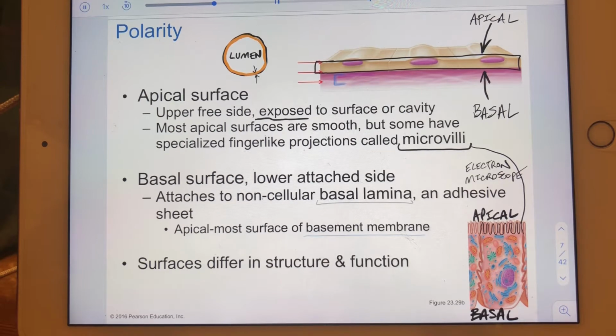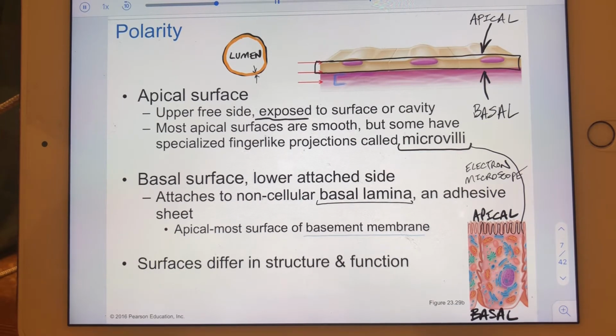That basal surface is in turn attached to almost like a sticker or a sheet of adhesive that's called basal lamina. Basal lamina. And this is where things start to get really, really wicked.